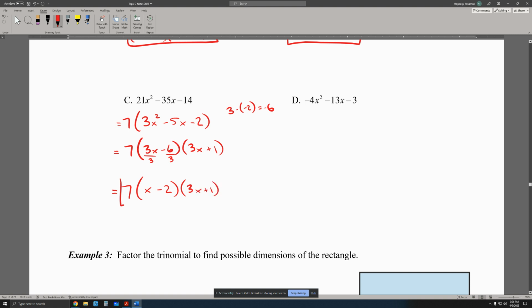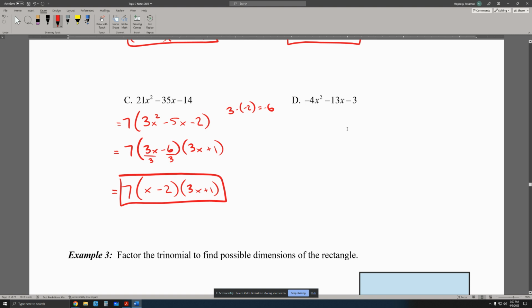One thing to note about this problem, when we factored out that 7 as the GCF, that just gets carried along for the ride. That follows through every single step. All right? Again, I'm going to leave this distributing back to you and see if it gets us back to the original problem. All right, last one for this set is part D.